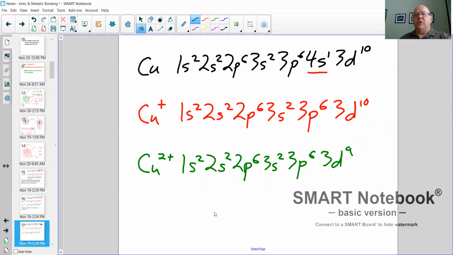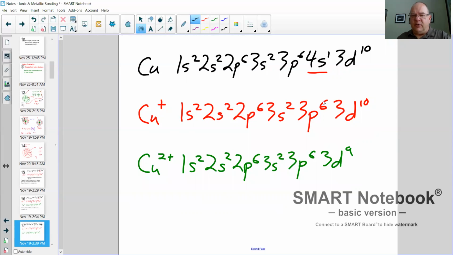Copper. You remember that copper was one of our exceptions to the Aufbau principle, the diagonal rule. Instead of ending up 4s2, 3d9, it ends up 4s1, 3d10. And so we have this single electron in the s sublevel. And if we lose that, we end up with copper 1.